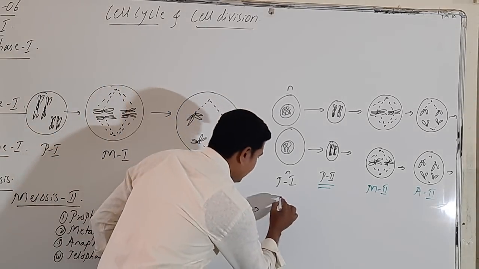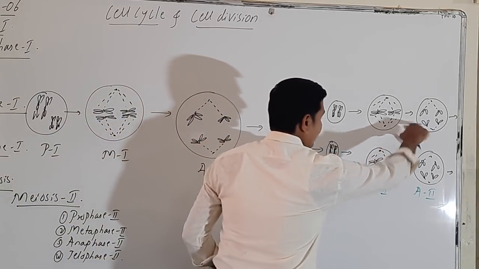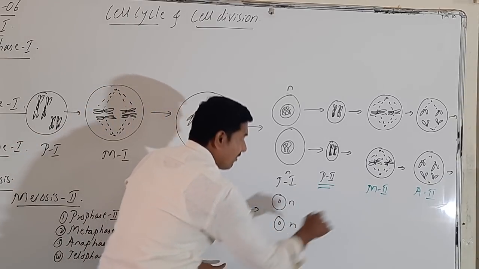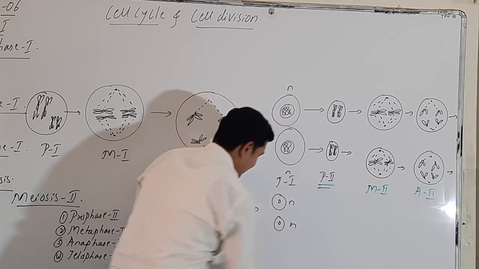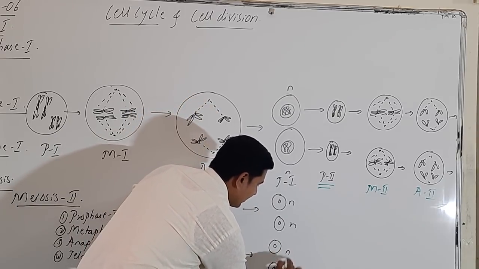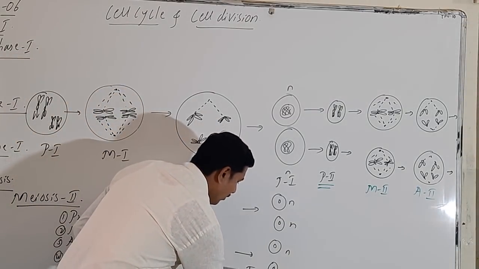From one cell, here we get two cells. It is N, this is N. From the next cell, again we get 2 cells. This is N, this is N. Look at this. This is what? This is telophase 2.